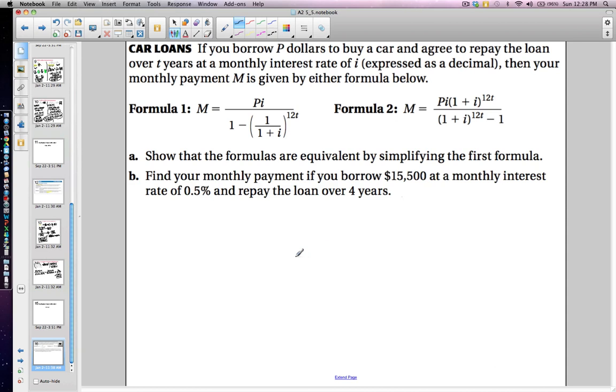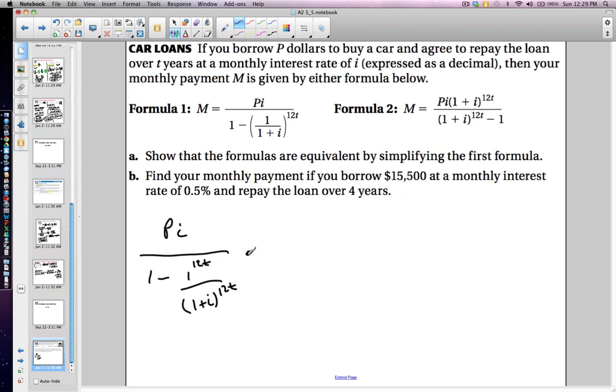Okay, so when we take a look at how this all goes about, I want to look at simplifying it. So I have P times I over 1 minus, if I simply apply the exponent, I'll have 1 to the 12t over 1 plus I to the 12t, and I used the property of exponents. When I have an item being divided by another item to a power, I can make it the numerator to that power divided by the denominator to that power. So that was the first step I did going from here to here. I applied the exponent.